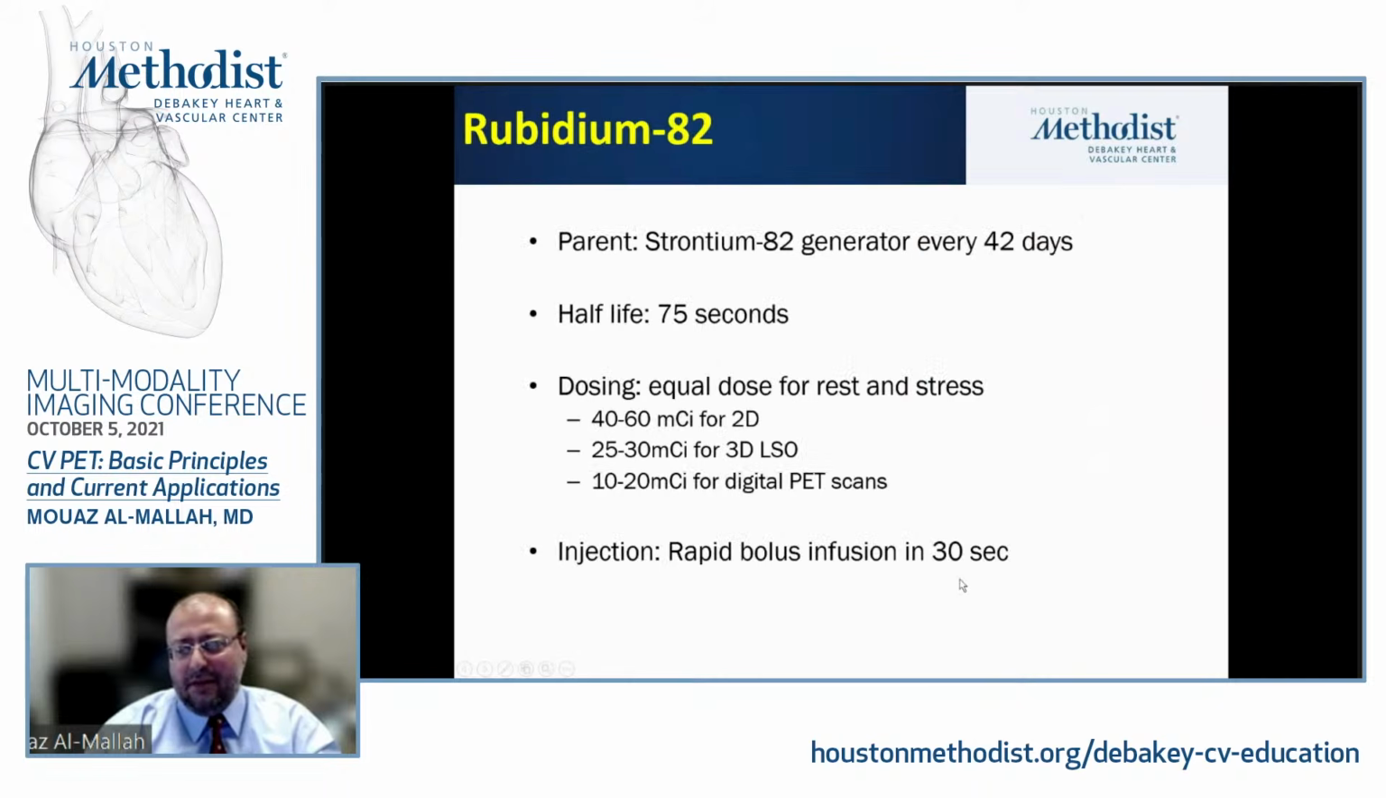Now, rubidium is probably the most commonly used for perfusion because it's generator based. You get a generator every 42 days. The half-life is 75 seconds. Again, it depends on what type of machine you have. You inject the doses accordingly, and you inject it over 30 seconds.